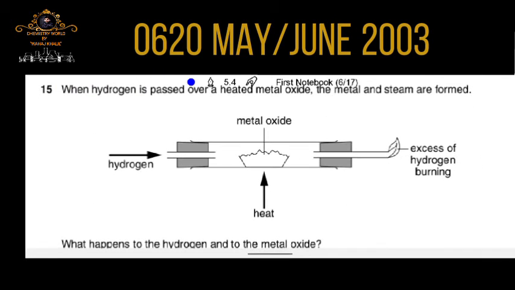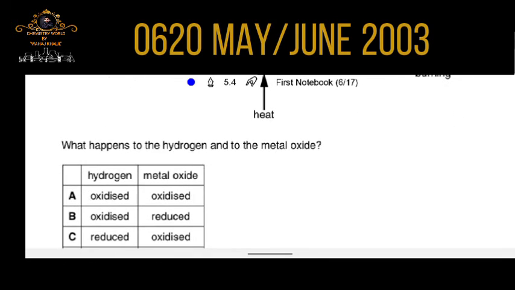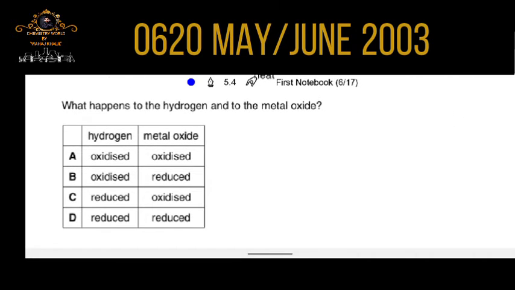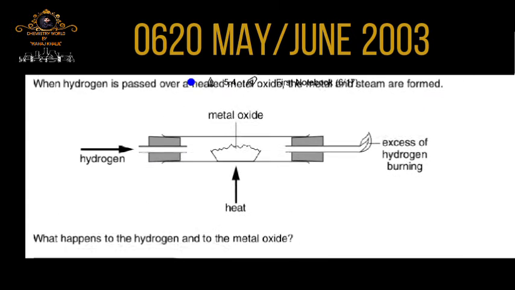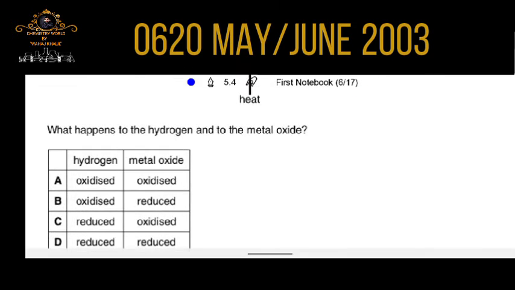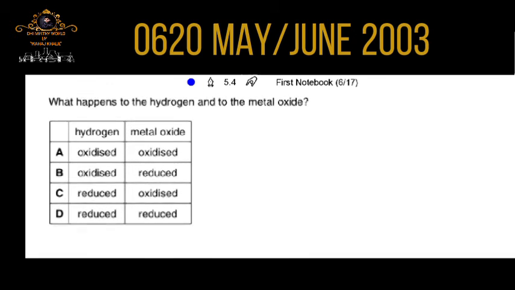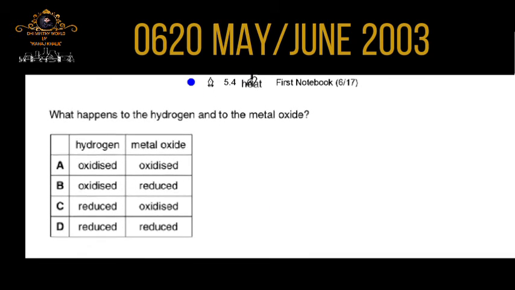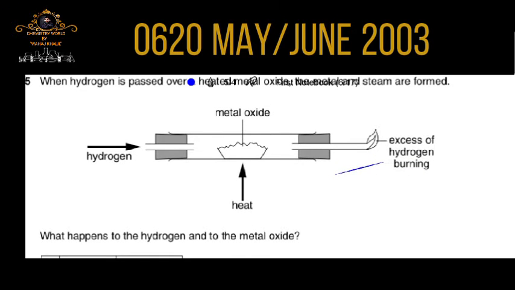When hydrogen is passed over a heated metal oxide, the metal and steam are formed. So what happened to the hydrogen and to the metal oxide? Hydrogen oxidizes, or metal oxidizes, or hydrogen deoxidizes and metal is reduced. When the hydrogen attached to the metal, it reduced, and hydrogen will oxidize here, and excess of hydrogen burning is obtained.